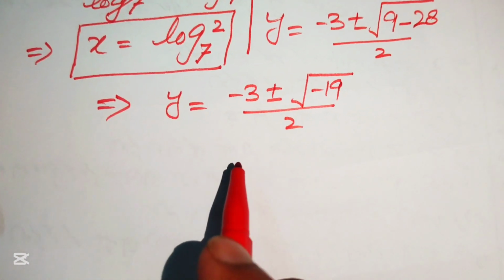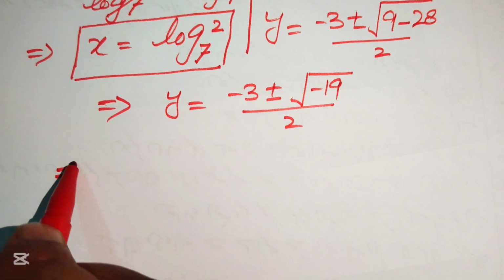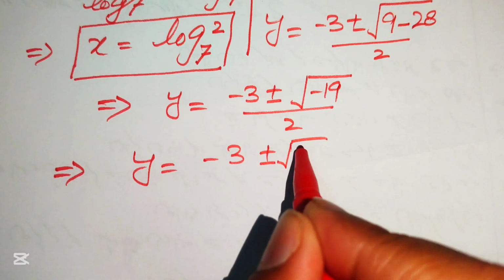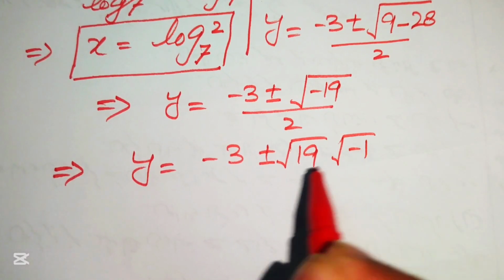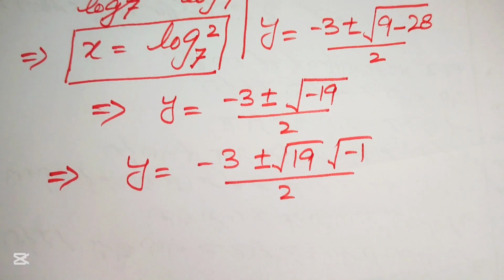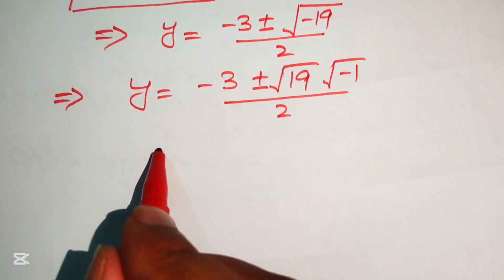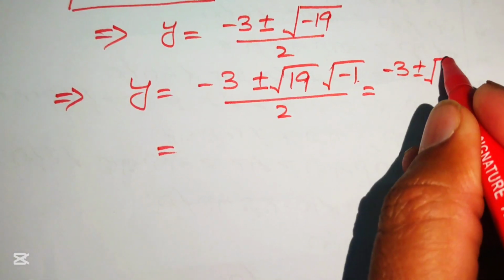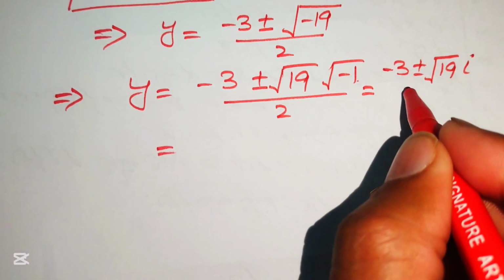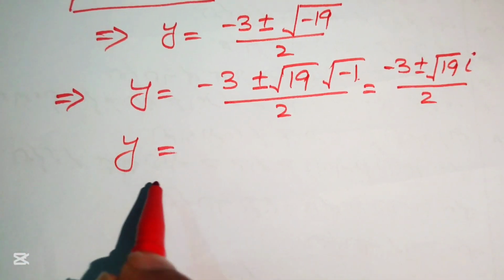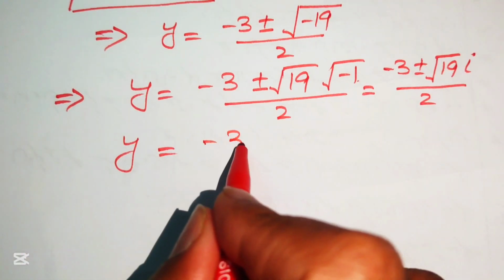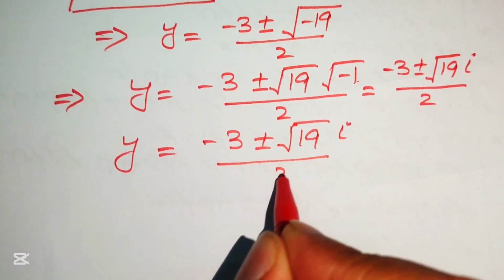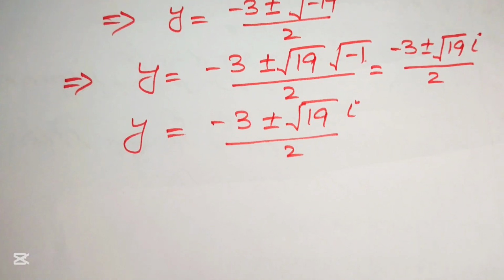So here we need to separate the square root on both of these terms, and it will be written as y equals minus 3 plus minus square root of 19 into square root of minus 1, divided by 2. And here we know that the square root of minus 1 equals iota, and it will be written as minus 3 plus minus square root of 19 into iota, divided by 2. So the value of y equals minus 3 plus minus square root of 19 into iota, divided by 2. So here we back substitute the value of y.